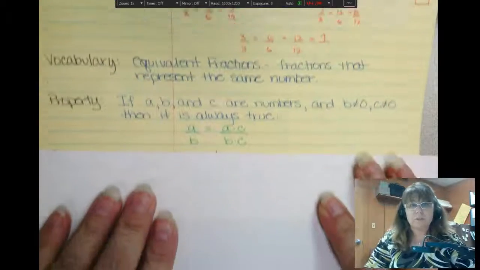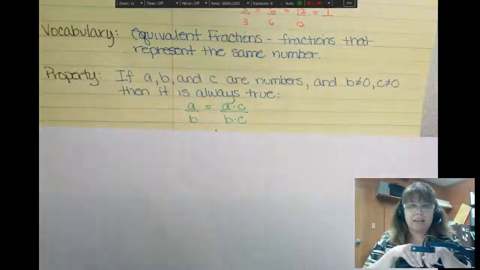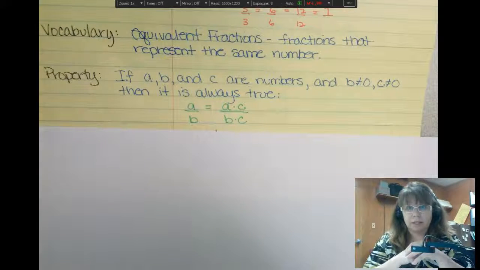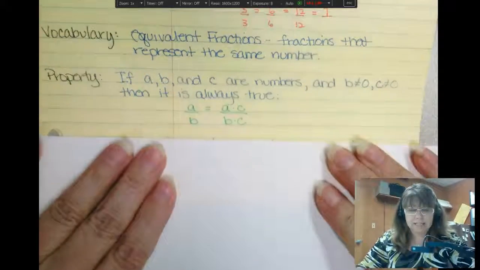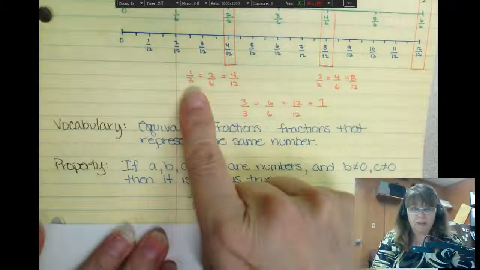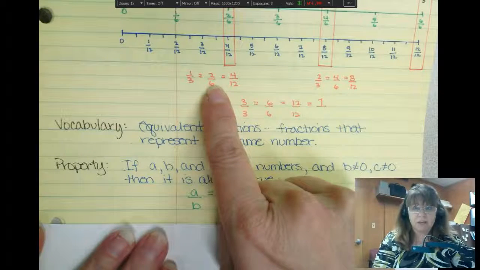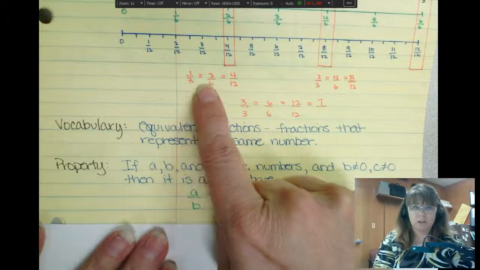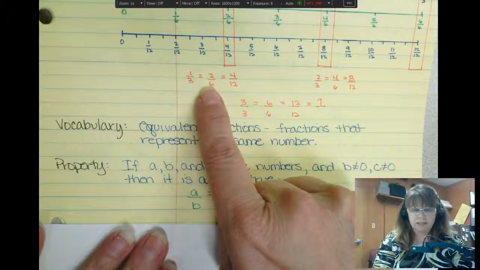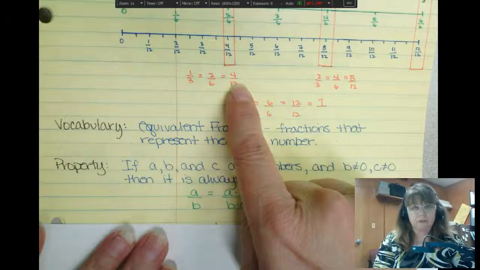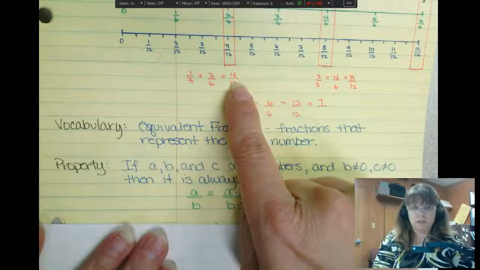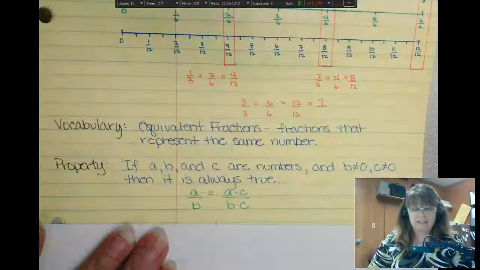So here's some information that we need to know. If A, B, and C are numbers, and B and C are not 0, then it's always true that A over B equals A times C over B times C. That's exactly the type of problem that we have up here. 1/3 equals 2/6 if I multiply both the numerator and the denominator by 2. Likewise, 2/6 equals 4/12 if I multiply the numerator and the denominator by 2. I'll get to the next step.